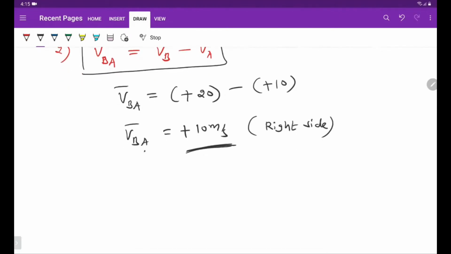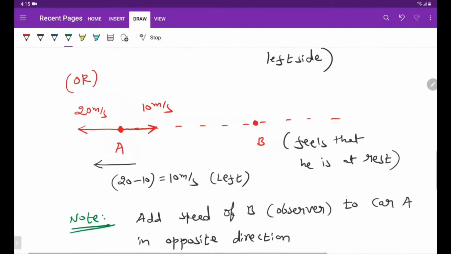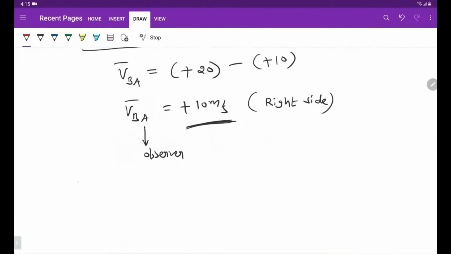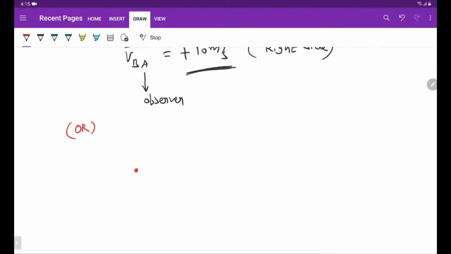See, here A is the observer. With respect to the driver in car A, the speed of car B is to the right side. It's the same problem, and we can also solve it using this method, like we have done above. A similar procedure we can follow. Velocity of A is already given, 10 meter per second along the right side, and similarly velocity of B is also given, 20 meter per second right side.